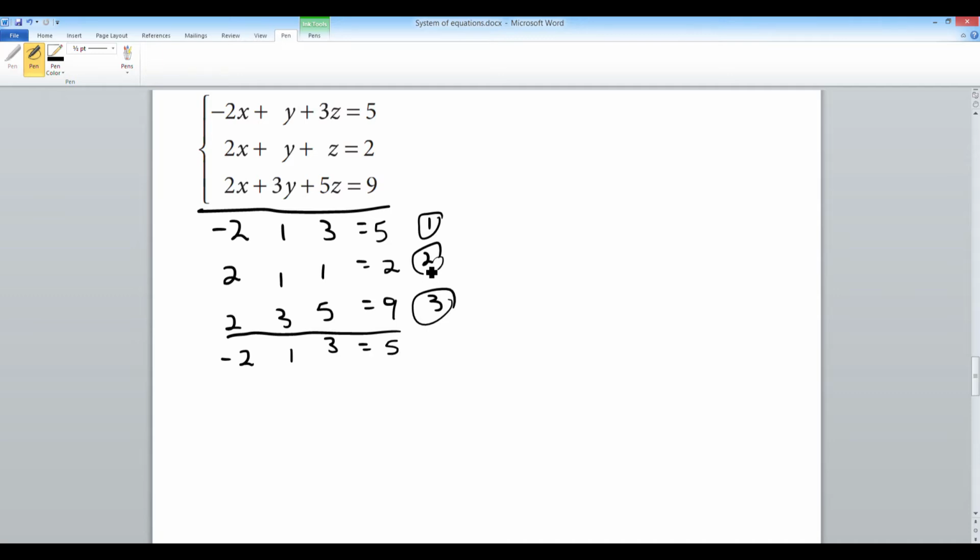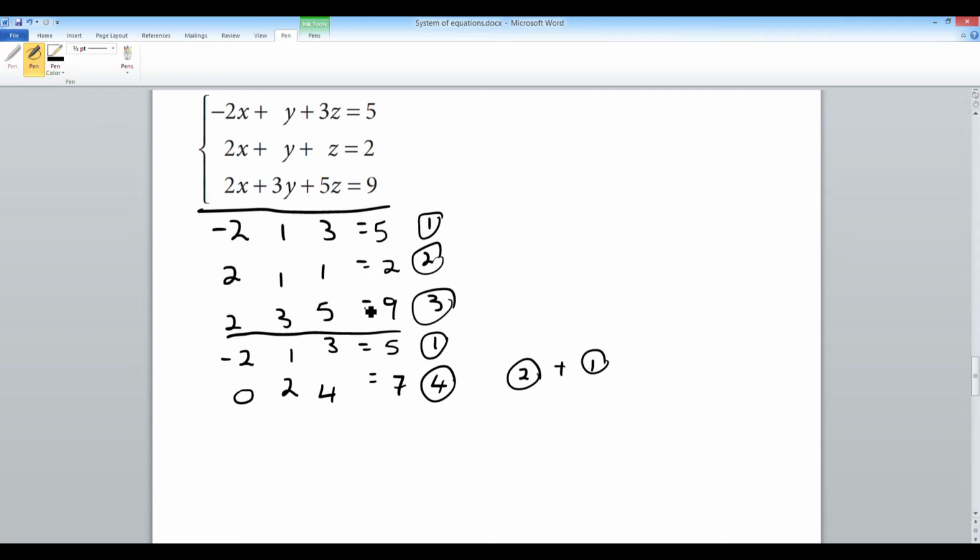Then in order for me to eliminate the x values in row 2, I am going to say row 2 plus row 1. So 2 minus 2 is 0, 1 plus 2 is 2 (wait, 1 plus 1 is 2), 1 plus 3 is 4, and this is equal to 7. So this becomes my fourth row.